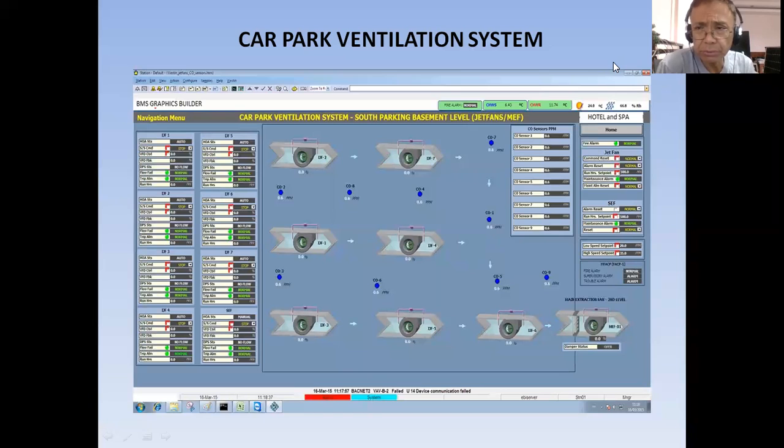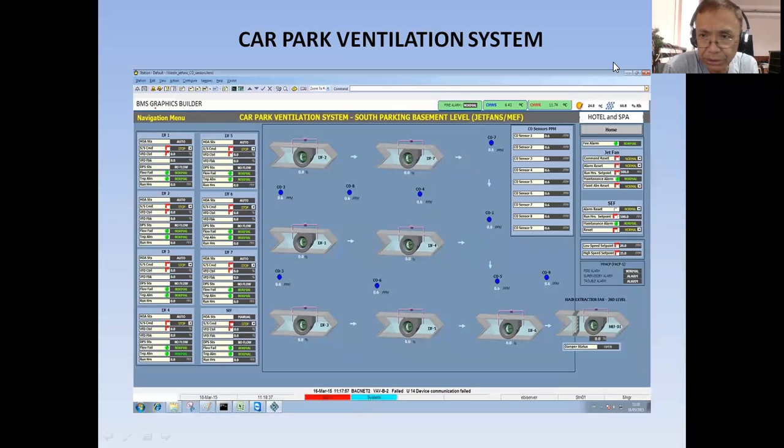Now, this morning, what I'm going to do is explain to you how I was able to prepare my BMS graphics for the car park ventilation system. This car park ventilation system is designed for a basement car parking area. As I said in my previous tutorials, when the car parking system is in a confined space, you have to provide proper ventilation. Do you know the reason for that? We need to vent out these toxic gases in a confined space.